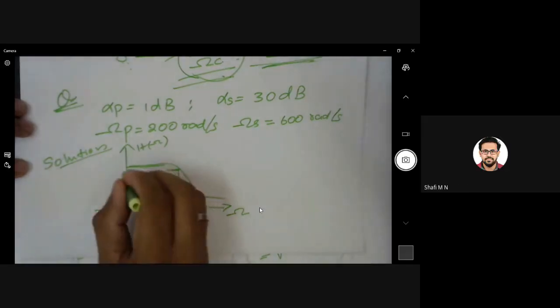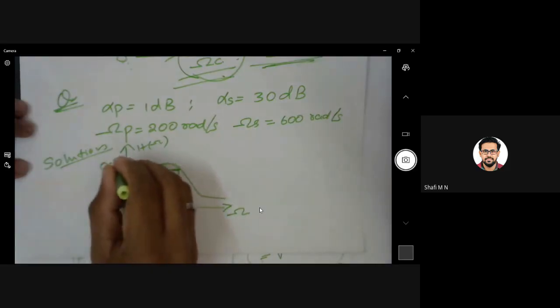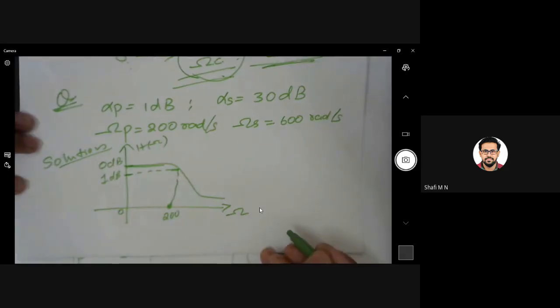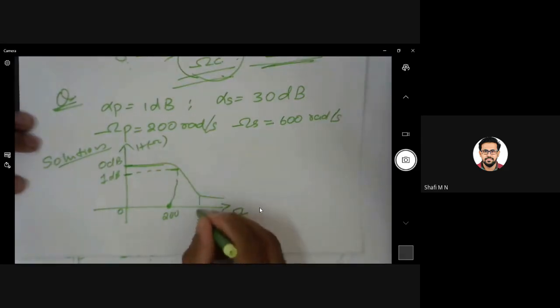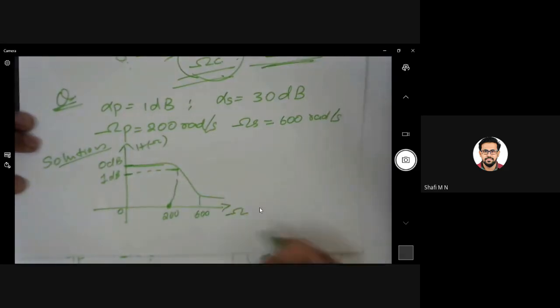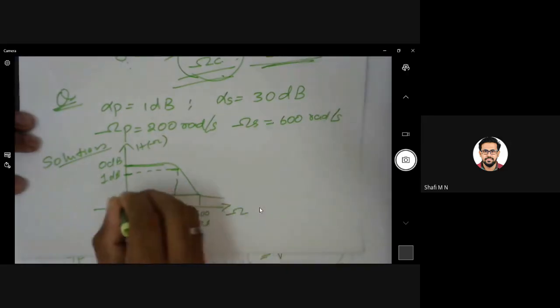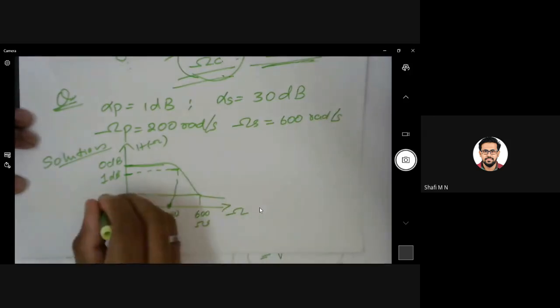Here it should be 1 dB. So this is 0 dB and this is 1 dB. Then 600 radians per second, that is your omega S stop band edge. This is the pass band edge. And there it should be 30 dB.